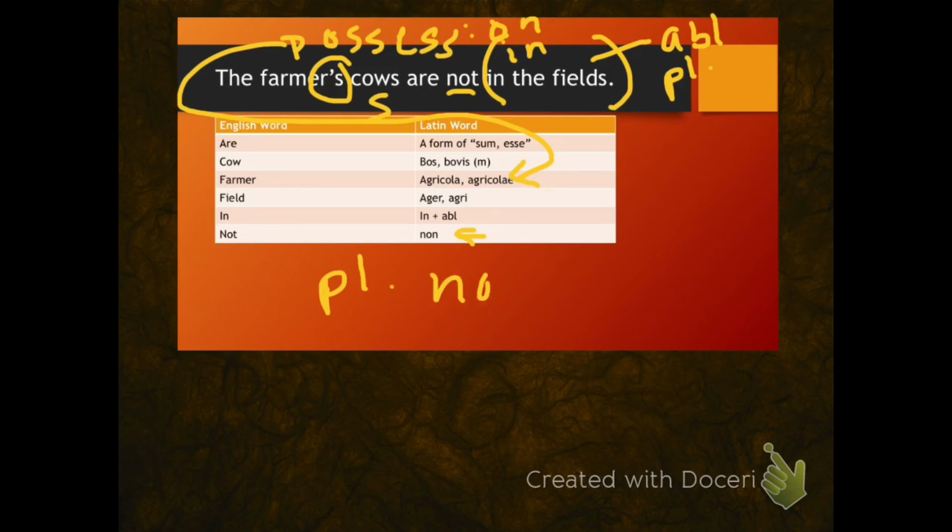so we want to write cows in the plural nominative case because cows is the subject. It goes in the nominative case. It has to be plural because I have cows in English.